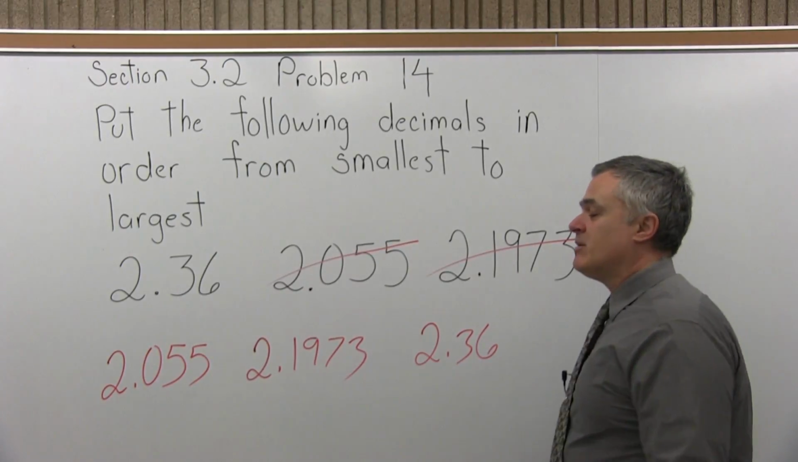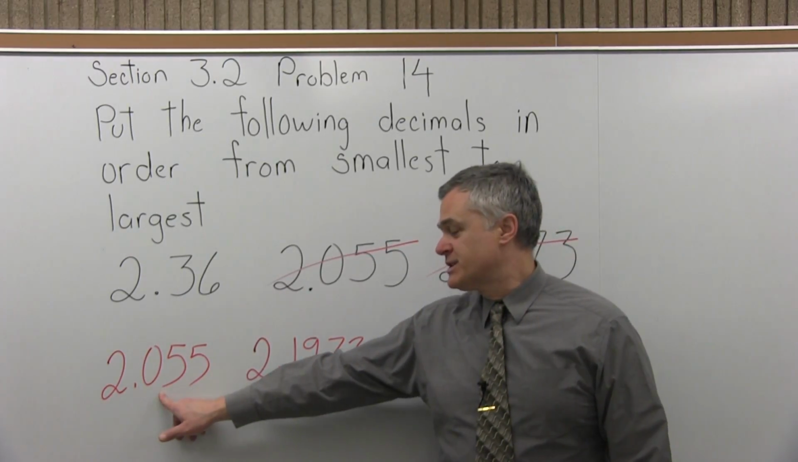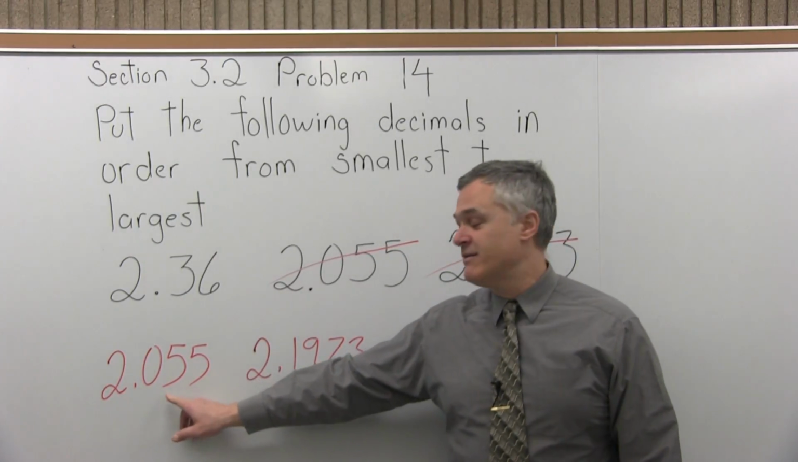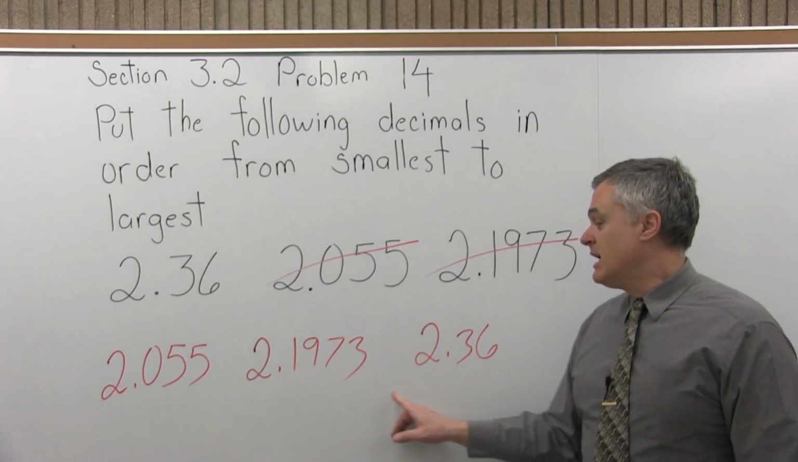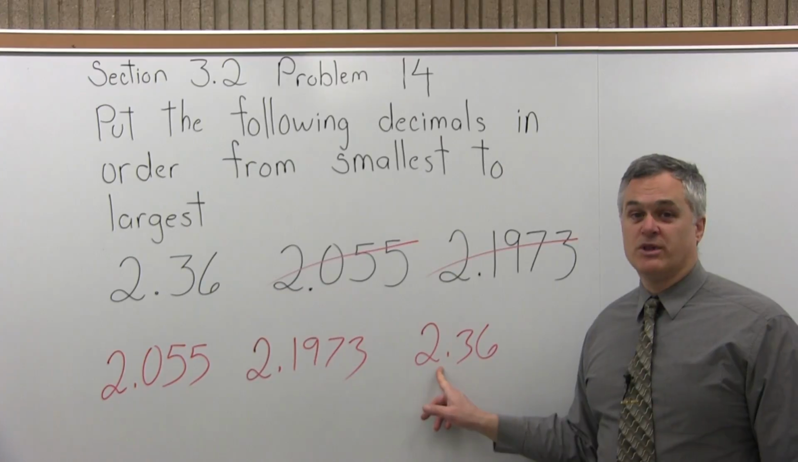So for this problem, the numbers in order are first, the smallest is 2.055. The middle value would be 2.1973. And the largest value in the list would be 2.36.